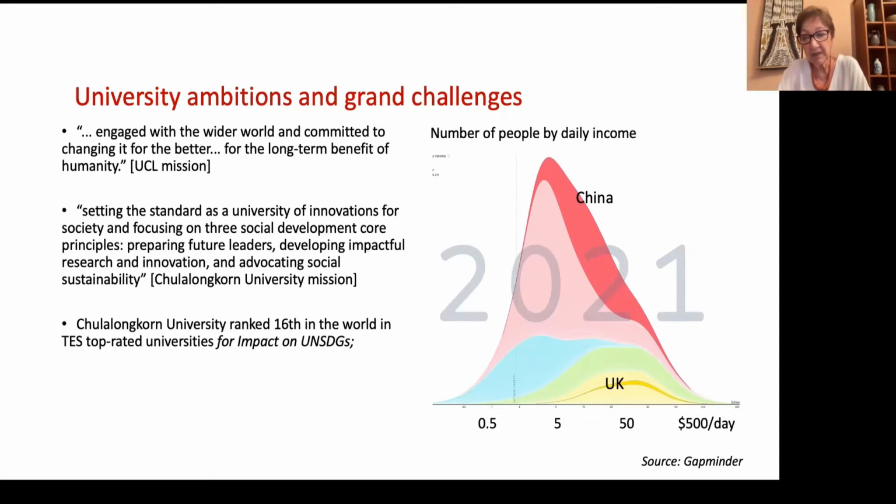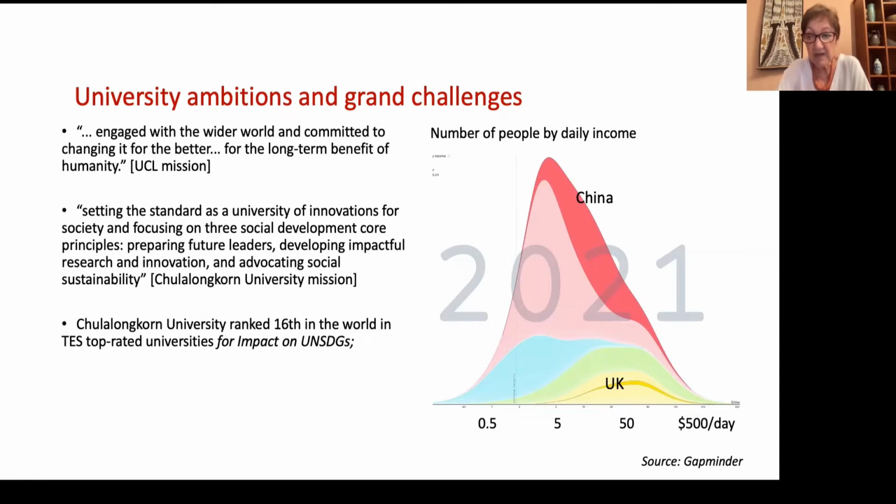But how well are we doing in the face of the already huge inequalities in our societies? Just look at this graph. It shows the peak income across the world is $5 a day, going up to $500 a day for very tiny numbers of people. So we have huge inequalities, and we're doing very little to really try to challenge that.